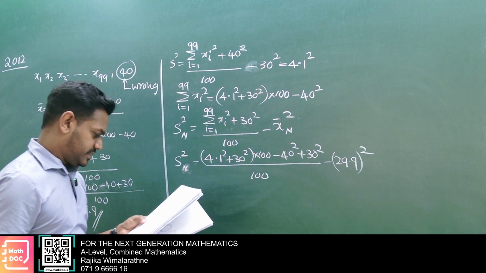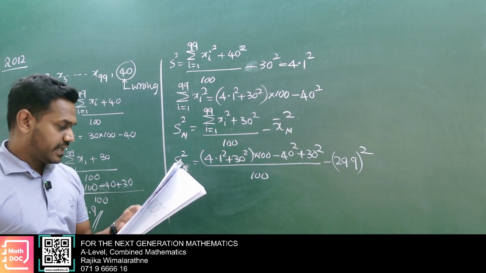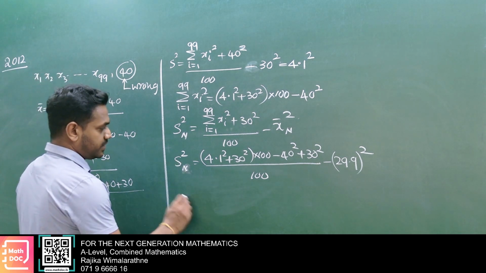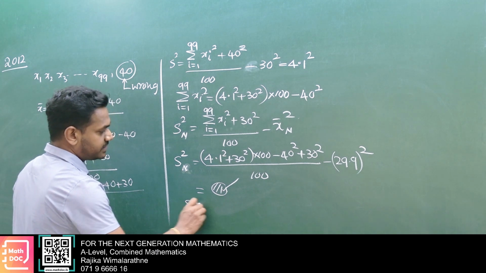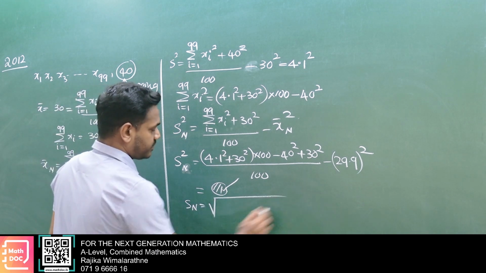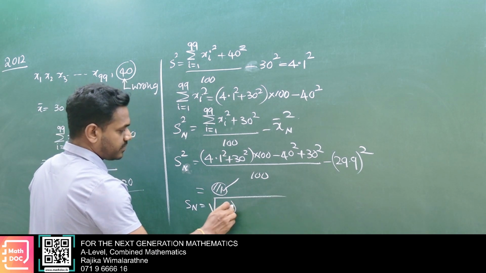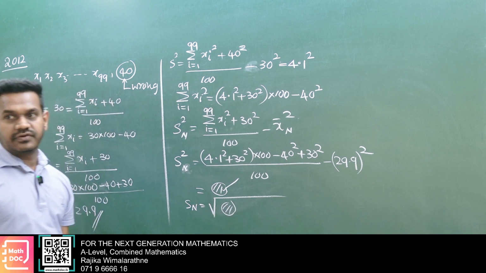Now we have to find the standard deviation. Compute the correct standard deviation. Then you take this value, and the standard deviation is the positive square root of that.